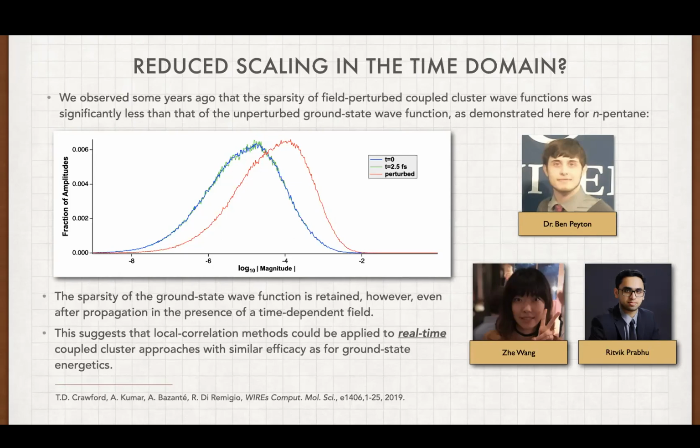ago, I recognized that the sparsity of the ground state coupled cluster wave function is reduced when you go from the original wave function to the derivative of the wave function, that is the first order perturbed wave function with respect to a field. And in this plot, the blue here is the original unperturbed coupled cluster wave function, the distribution of the amplitudes with respect to their magnitudes.